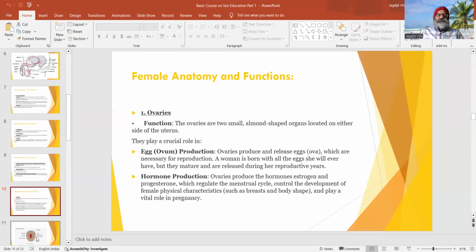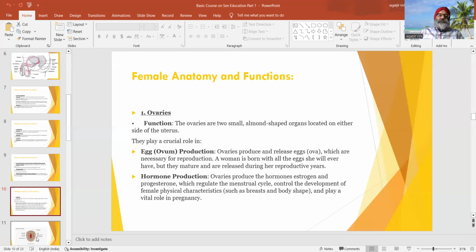Female anatomy and functions. Ovaries function. The ovaries are two small almond-shaped organs located on either side of the uterus. They play a crucial role in egg production. That is called ovum, the biggest cell in the body. Ovaries produce and release eggs called ova, which are necessary for reproduction. A woman is born with all the eggs she will ever have, but they mature and are released during her reproductive years.